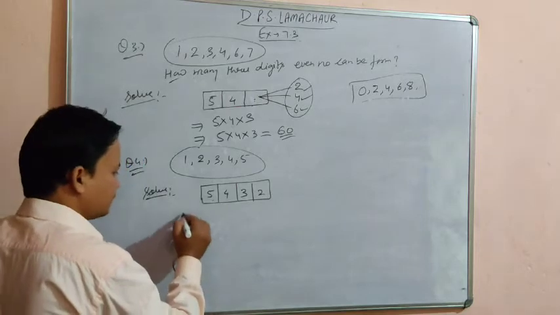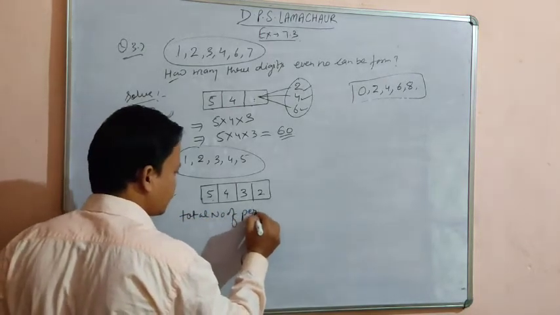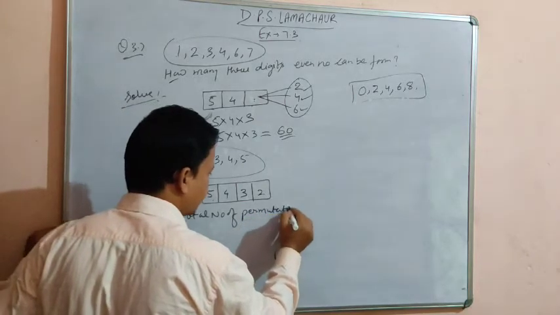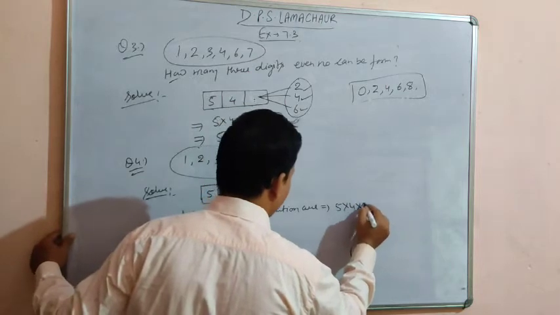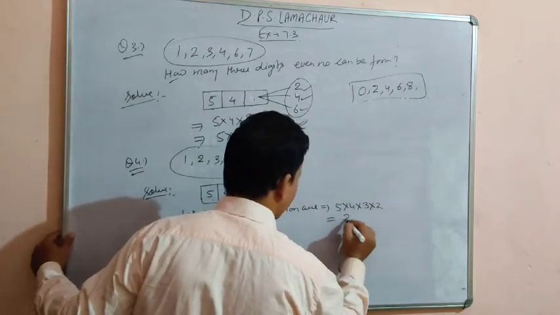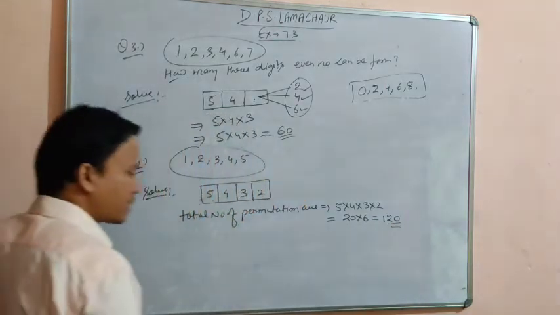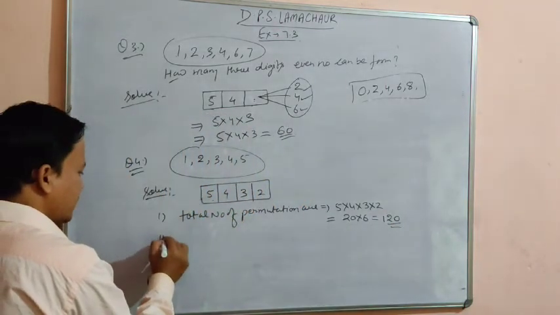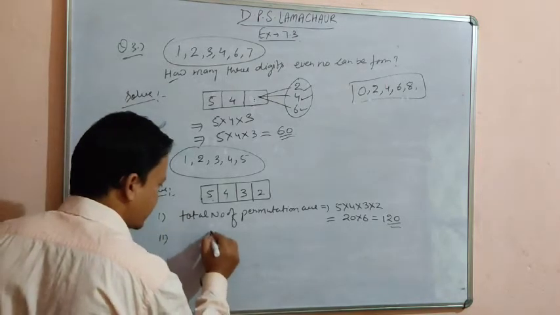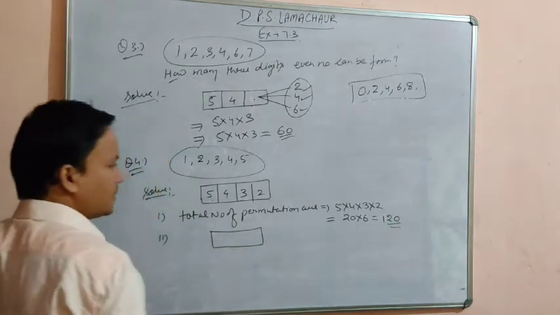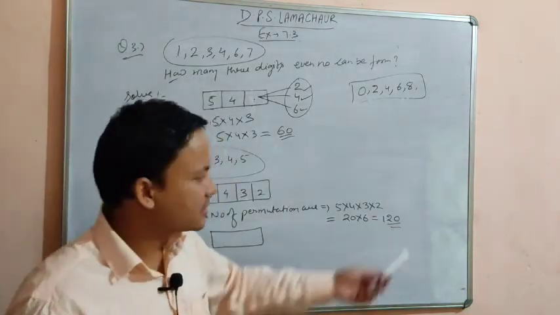So total number of permutations will be 5 into 4 into 3 into 2, that is 120. Okay, there are 120 numbers. This is the first answer. And second, how many even numbers are there? So again make this. Anyway, if there are 120 numbers, then just half will be even and just half will be odd. So 60 numbers can be even.